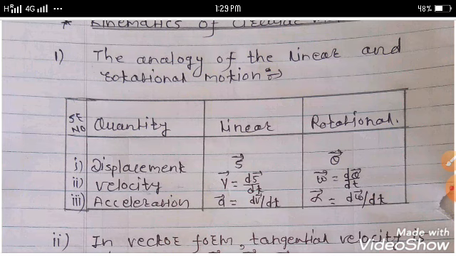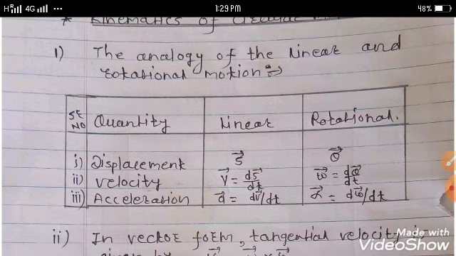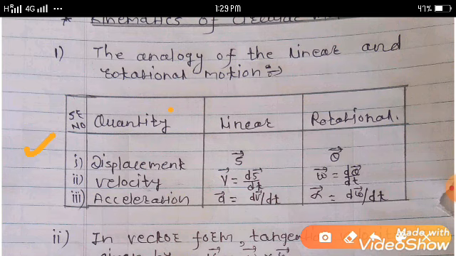In the new topic, kinematics of circular motion, we see what is the analogy of linear and rotational motion. See this table. First column is serial number, next column is quantity, next column is linear motion, and next column is rotational motion. Some quantities are given here in this table.